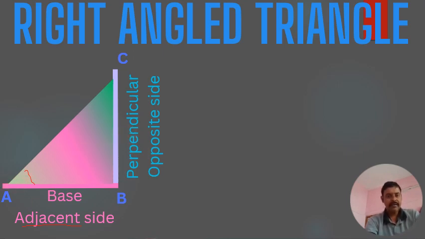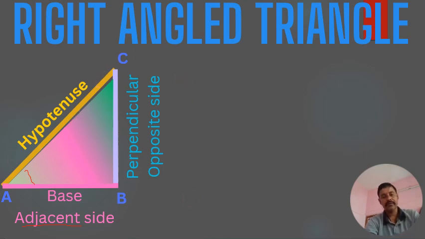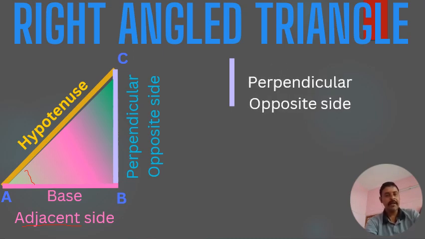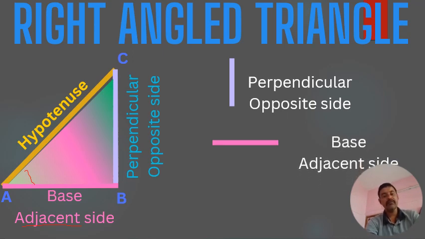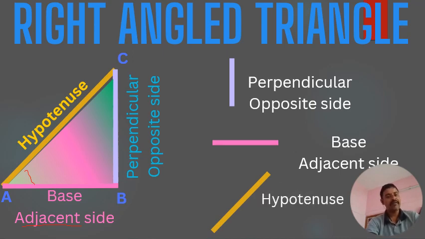And then the third side, or slanted side, is known as our hypotenuse. So this is our hypotenuse. So once again, this vertical line is known as the perpendicular or opposite side, opposite to base angle A, and this horizontal line is known as the base or adjacent side, adjacent to angle A, and this slanted line, or the longest side of the right angle triangle, is known as the hypotenuse. So these are our 3 sides and one angle A.